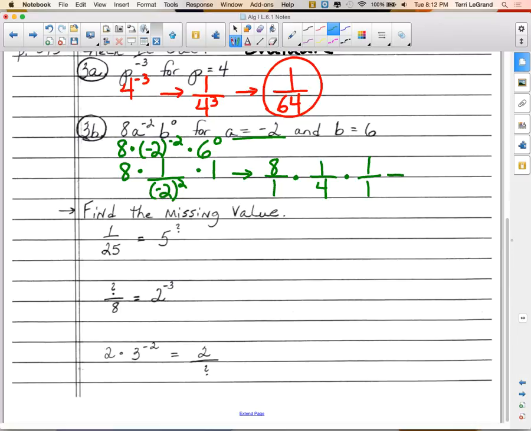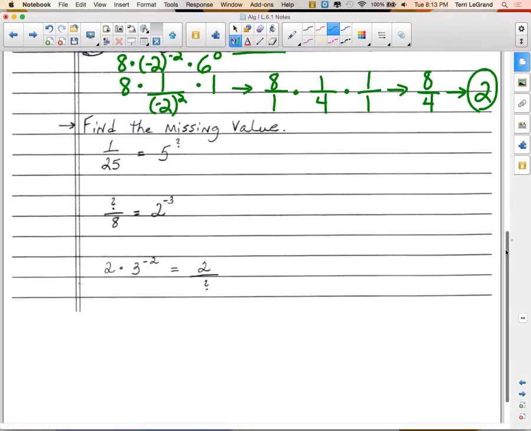So now I should be able to just multiply across. 8 times 1 times 1, 8. 1 times 4 times 1, 4. Guess we're still not done. 8 over 4 is 2. Our final answer for this one is 2.